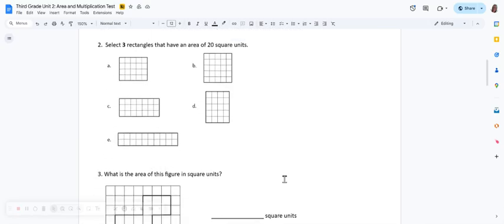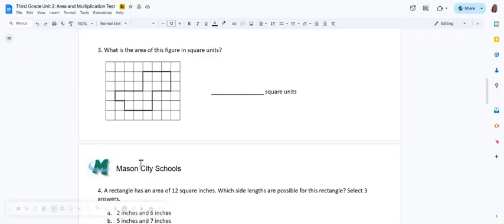Okay, moving on to question number 2. Select 3 rectangles that have an area of 20 square units. So look at A, B, C, D, and E and circle 3 of the rectangles that have an area of 20 square units. You might want to pause the video at this time so that you can count and circle. Resume the video when you're ready to move on to question 3.